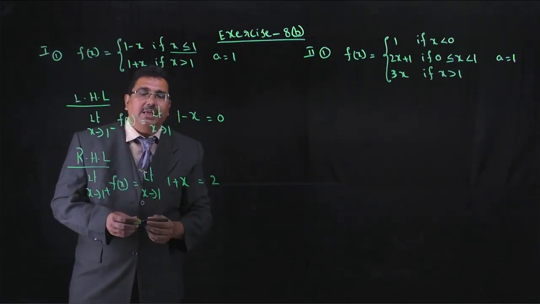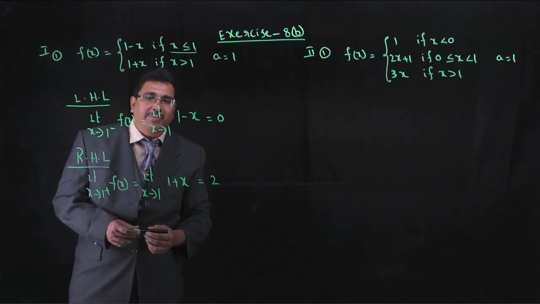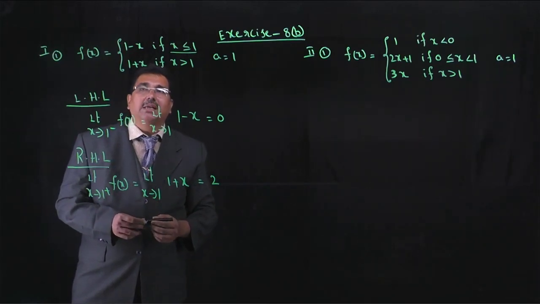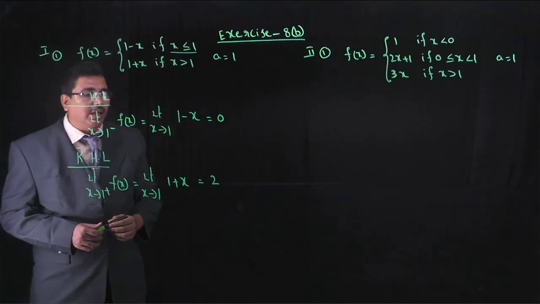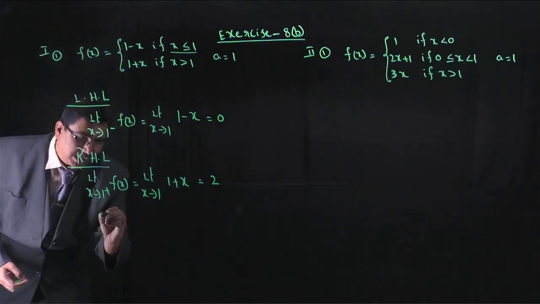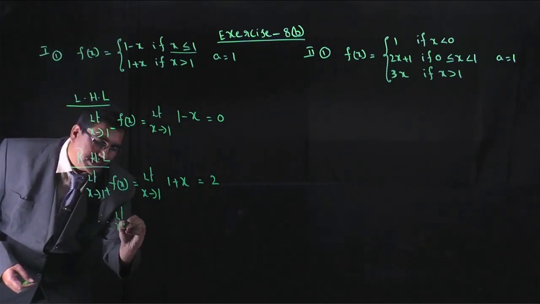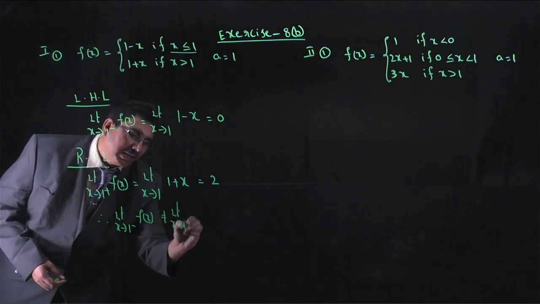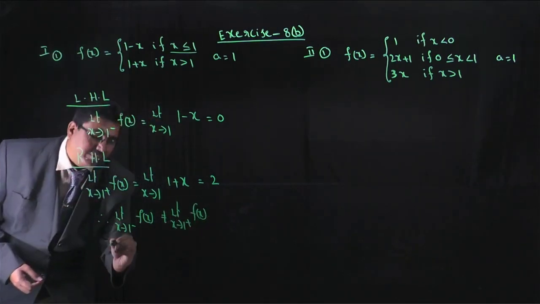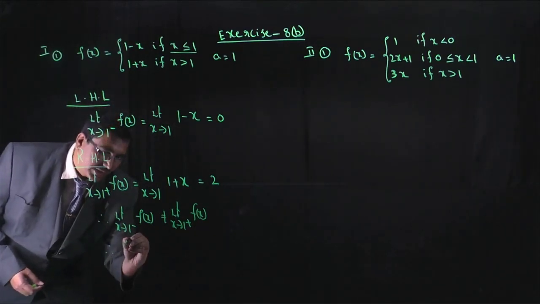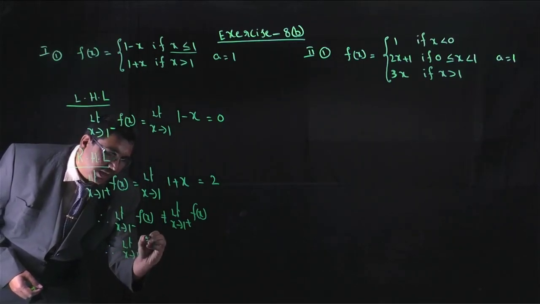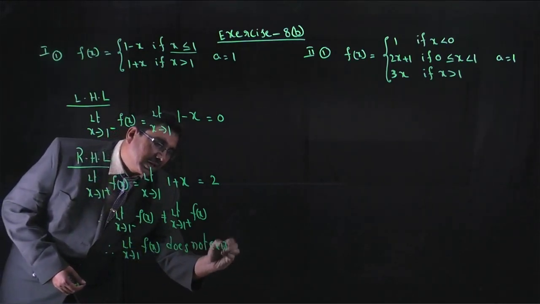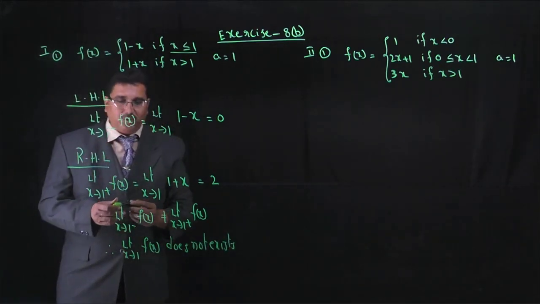Right, see, what is the value of LHL and RHL? Are those two equal or not? If those two limits are equal, then the function has a limit at x is equal to 1, otherwise the limit does not exist. Therefore, limit x tending to 1 minus f of x is not equal to limit x tending to 1 plus f of x. Therefore, limit x tending to 1 f of x does not exist, since the left hand limit is not equal to the right hand limit.